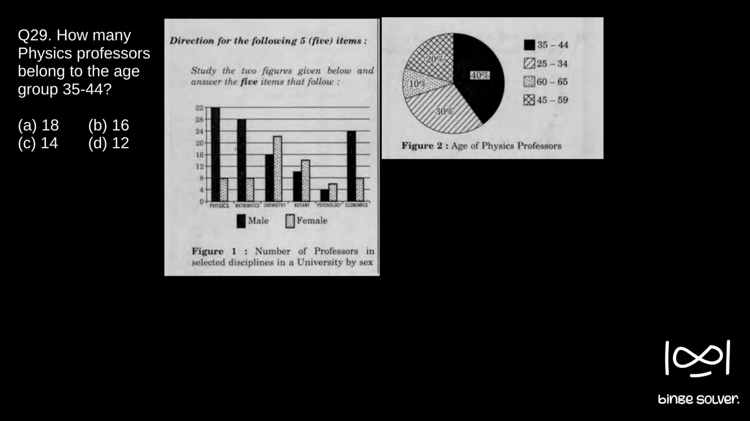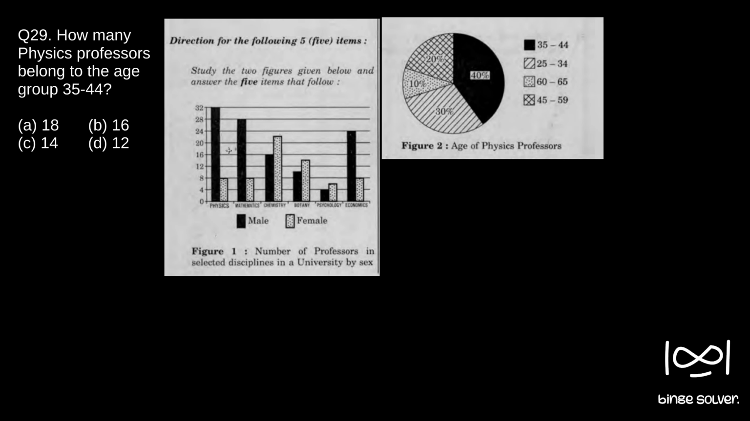Direction for the following 5 items. Study the 2 figures given below and answer the 5 items that follow. So one bar graph and one pie chart is given. We have to use that to answer the 5 questions that follow. The first question is, how many physics professors belong to the age group 35 to 44? So if you see, the age of physics professors is given. So 35 to 44 is the black one. 40% of all physics professors belong to 35 to 44.